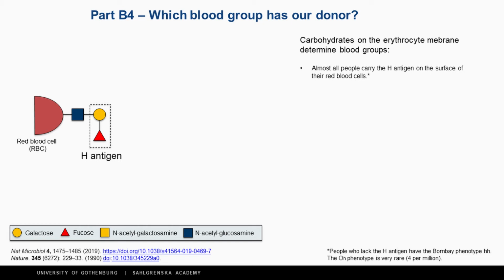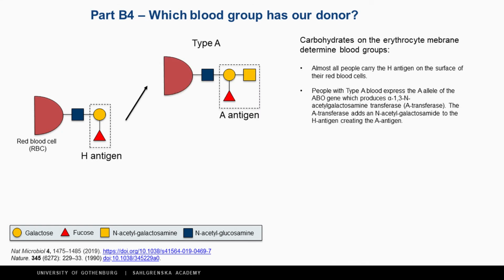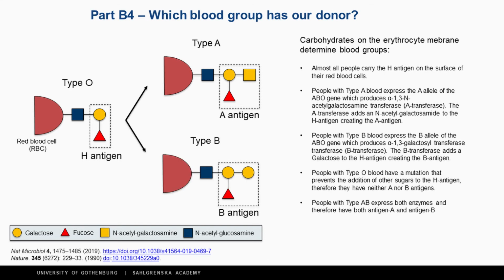The H antigen is generated by addition of a fructose sugar to a terminal galactose. People with type A blood express the A allele of the ABO gene, which produces acetylgalactosamine transferase, or A transferase. The A transferase adds an N-acetylgalactosamine to the H antigen, creating an A antigen. People with type B blood express the B allele of the ABO gene, which produces galactosyl transferase, or B transferase. The B transferase adds a galactose to the H antigen, creating the B antigen.